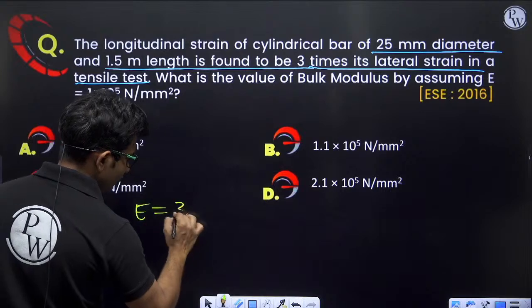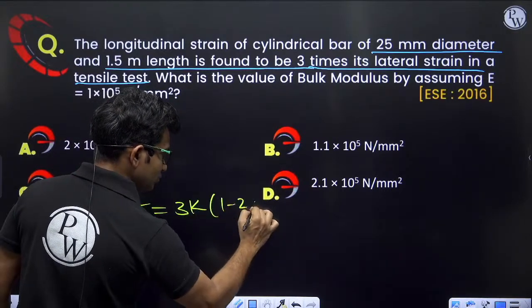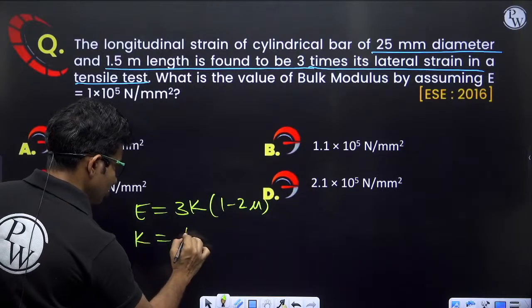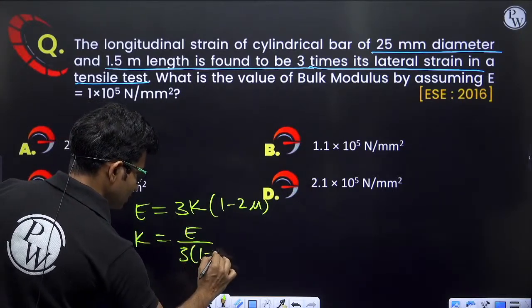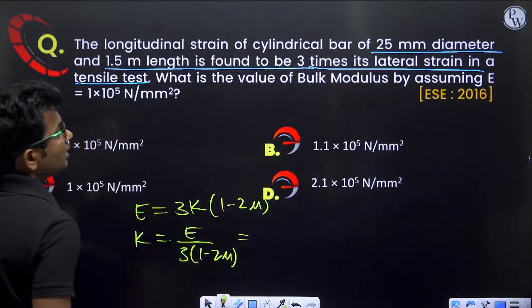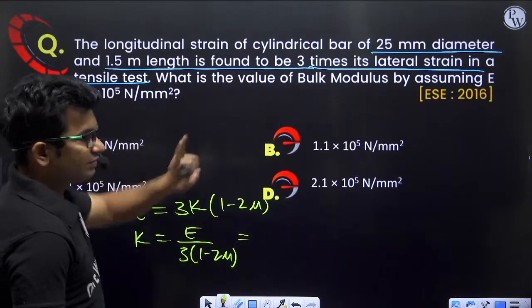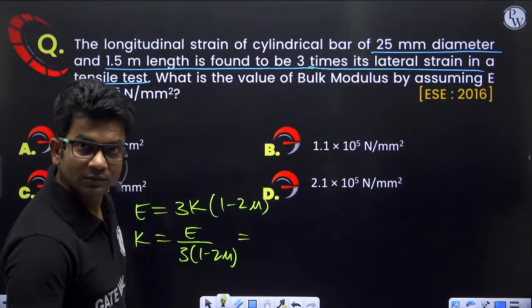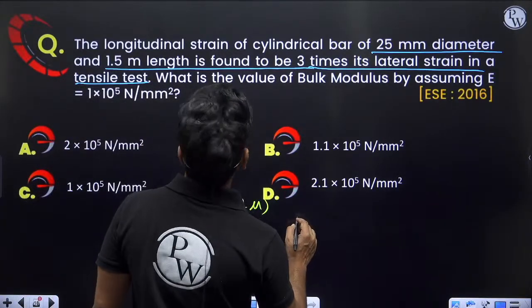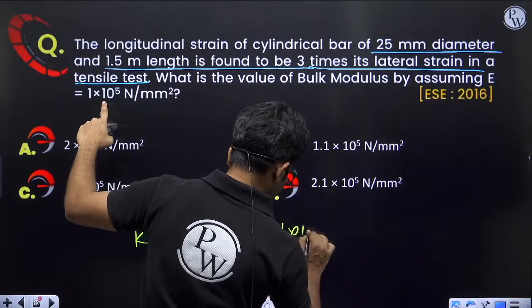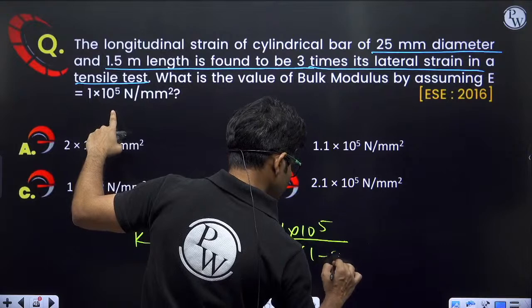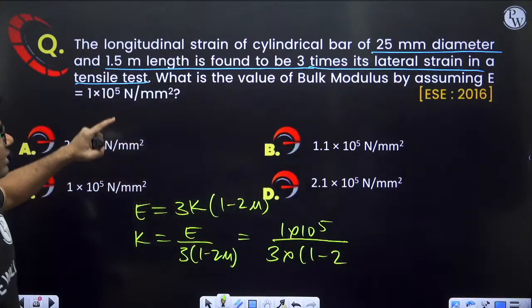So E is equal to 3K(1 minus 2 mu). Okay. So bulk modulus we have to calculate. So K is equal to E upon 3(1 minus 2 mu). Now Young's modulus is given. What is the value of Young's modulus? 1 into 10 to the power 5 divided by 3(1 minus 2 mu). Now we have to calculate the value of mu.